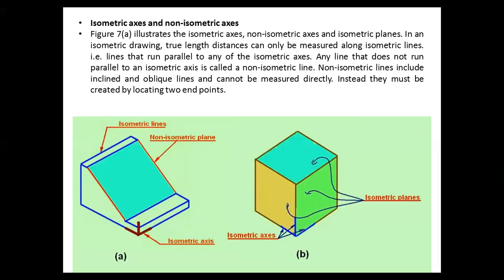We have started projection of isometric projection rather. Okay, we will continue with that. Is my screen visible? Now it's visible? Yes, sir, visible. Okay.